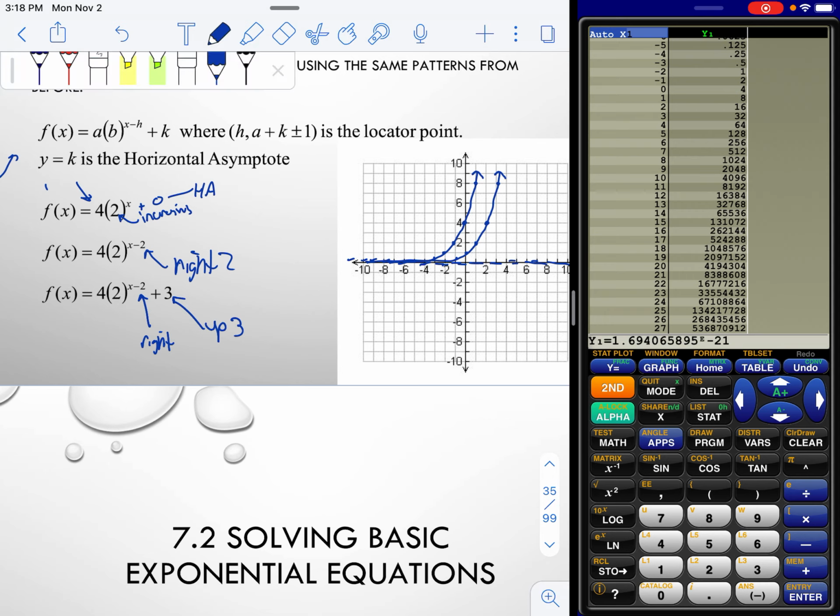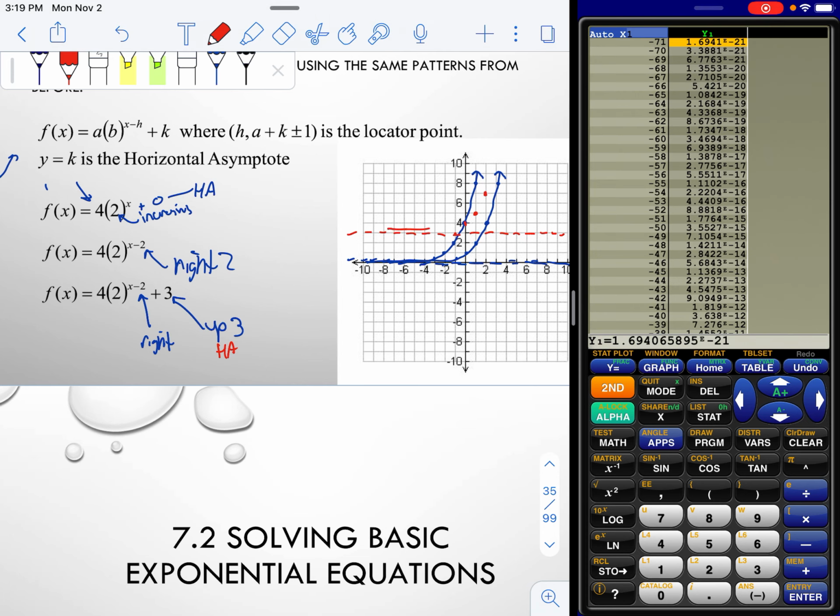So I'll try and change this to red. So right 2, then up 3. So your graph's going to come down here, and your horizontal asymptote's going to be there. So 3 is going to be that imaginary line, and then it's slowly going to increase and come up this way.